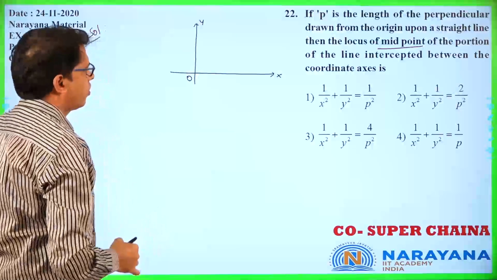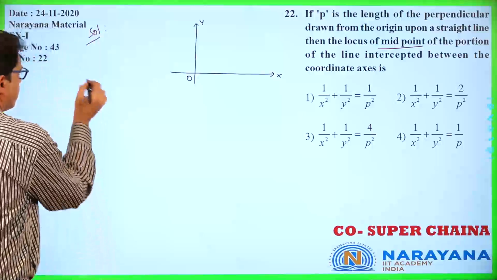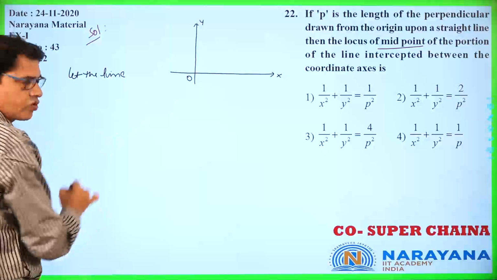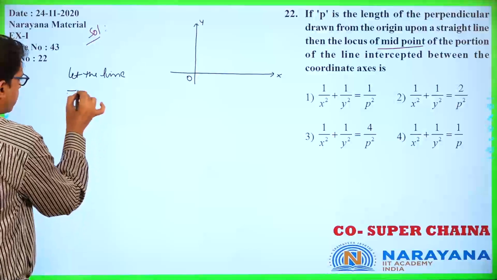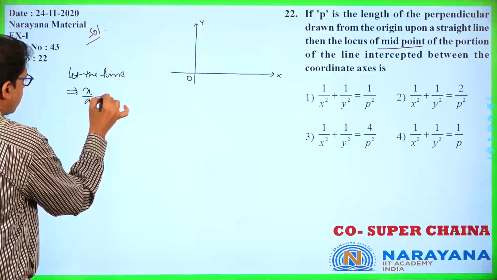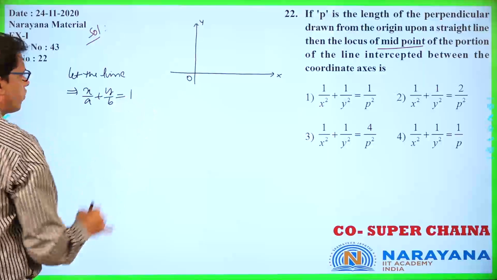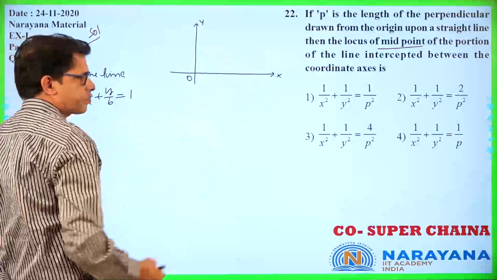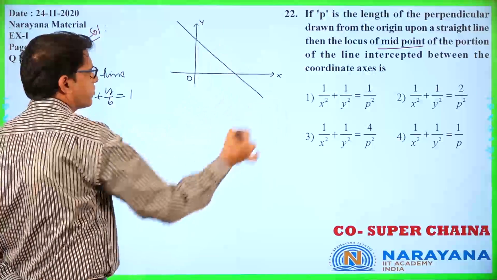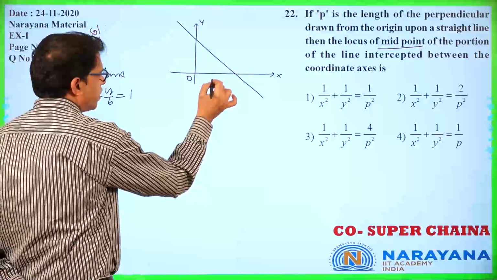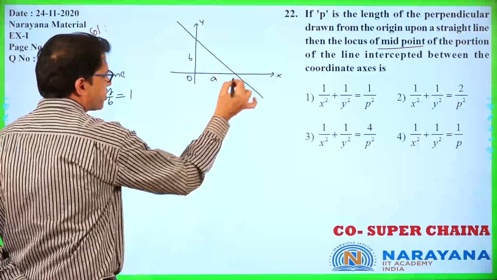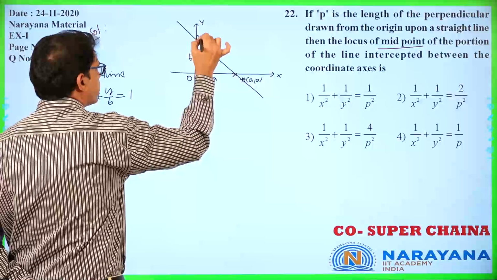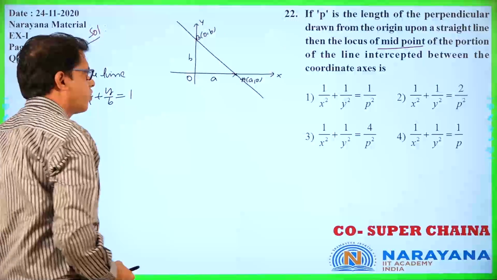Okay. The line equation is not given. Let the line be x by a plus y by b equals 1. So this is a line. This length is a units, this length is b units. This point is say (a, 0), and this will be say (0, b).